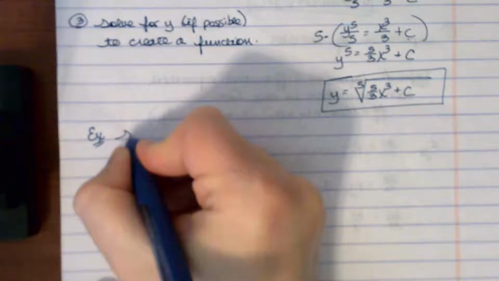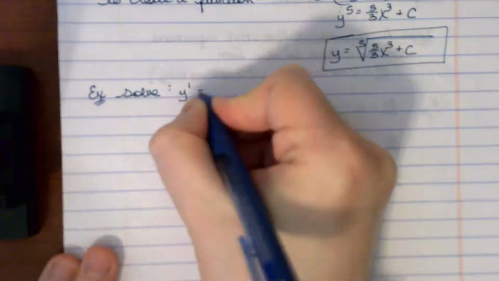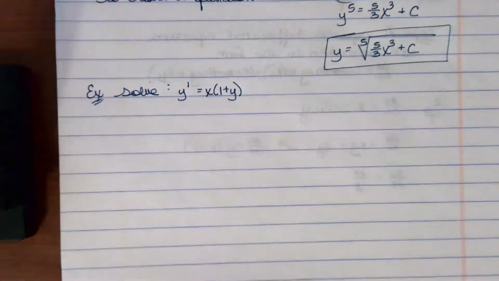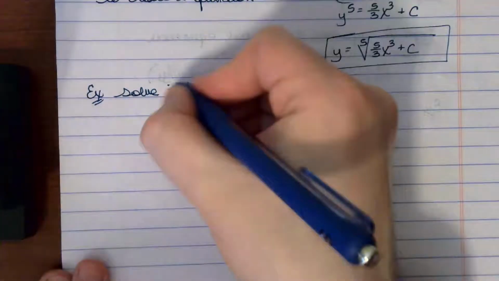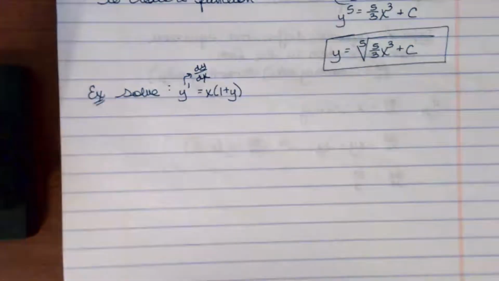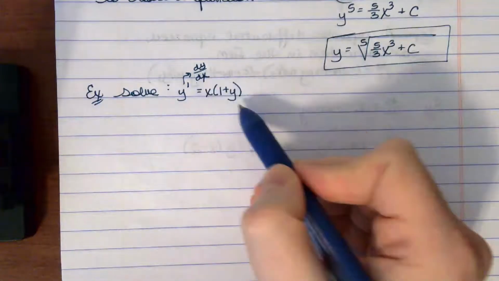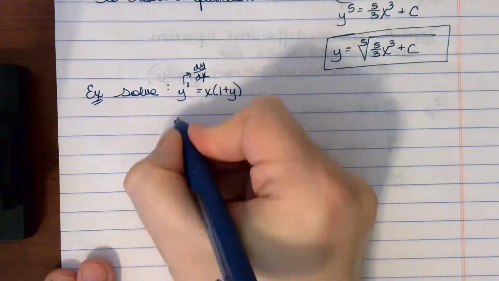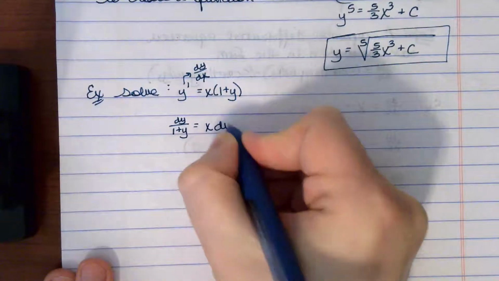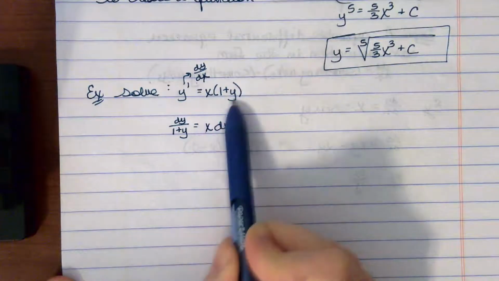We're going to solve the differential equation y prime equals x times 1 plus y. Well, first of all, of course, y prime is dy over dx. I think I can separate this by multiplying both sides by dx and dividing both sides by 1 plus y to get dy over 1 plus y equals x dx. Again, I multiplied both sides by dx, put the dx over here, and then divided both sides by 1 plus y to get this.